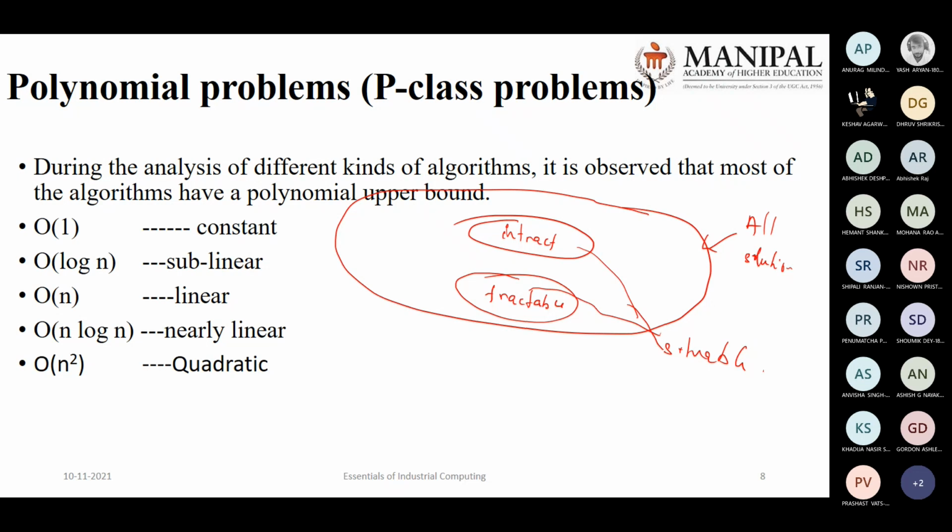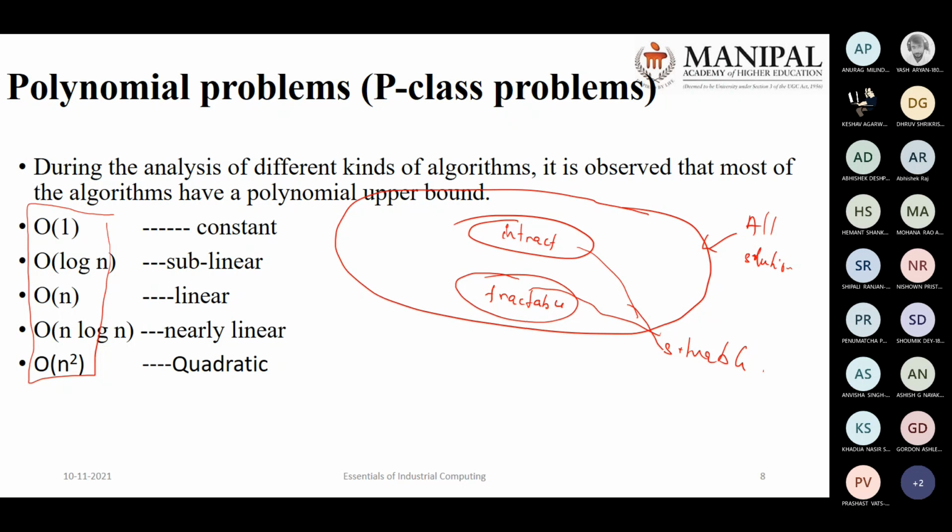So how do you identify the polynomial problems or P-class problems or tractable problems? When you design an algorithm, and if the algorithm has the polynomial upper bound as O of 1, O of log n, O of n, O of n log n, O of n square, these are considered to be polynomial problems. They grow polynomially, I can say, right?